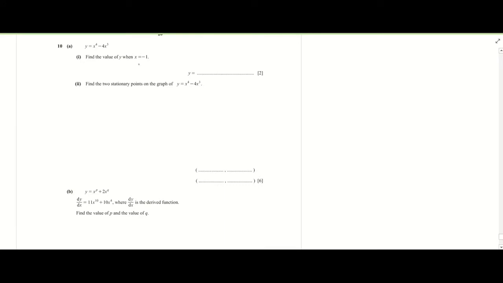So the second question that we have over here says that y equals x to the power 4 minus 4x cubed. Find the value of y when x equals negative 1. This is very straightforward. You're just going to insert negative 1 in the place of x. So that is going to be 5.